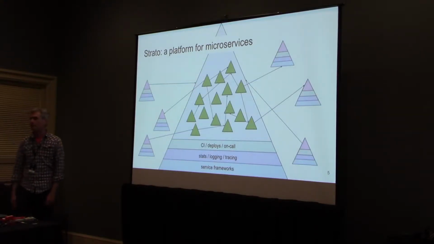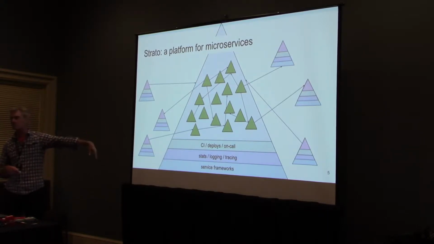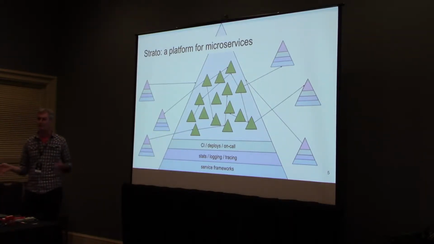Okay, so what we have built is this thing called Strato, which is a platform for microservices. So it's a shared service that gives you a bunch of leverage. You get a bunch of things for free, and you write your microservices as configuration within the system. And you might ask, what is different about this from the picture of the monolithic system?